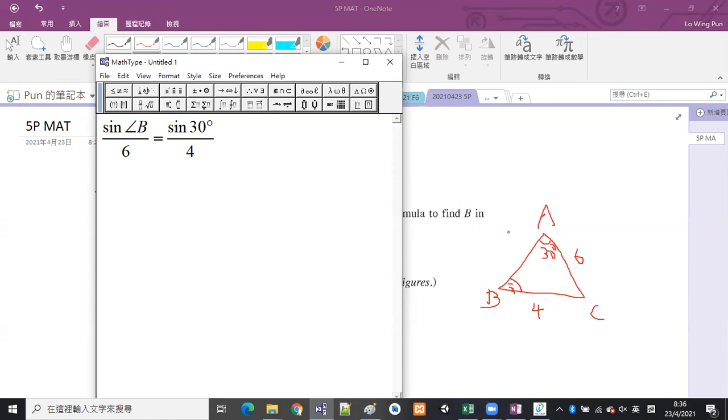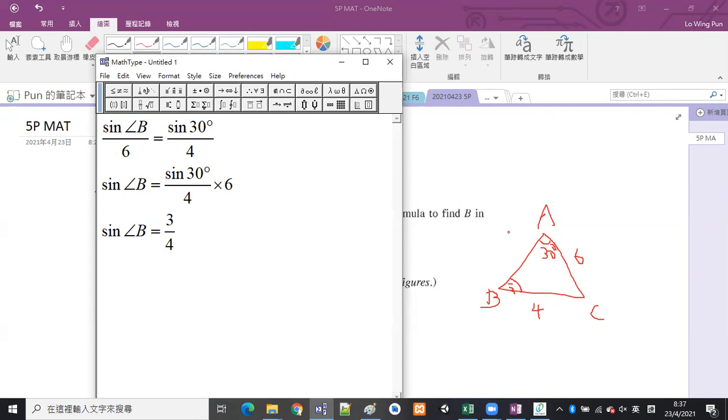Still following? Okay, good. Because we want to find angle B, I just need to multiply 6 to the right-hand side. So sine angle B is equal to sine 30 degrees over 4 times 6. Then you may use the calculator to find the value of the right-hand side first. I think it should be 3 over 4, right? Can you check the number for me? Three over 4 or 0.75.